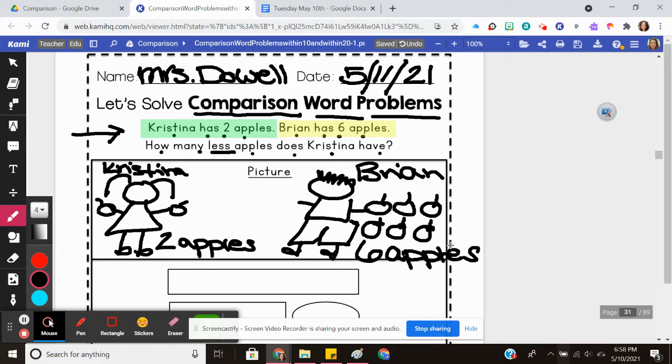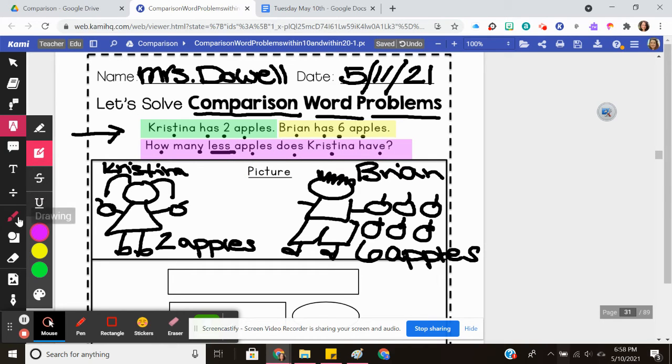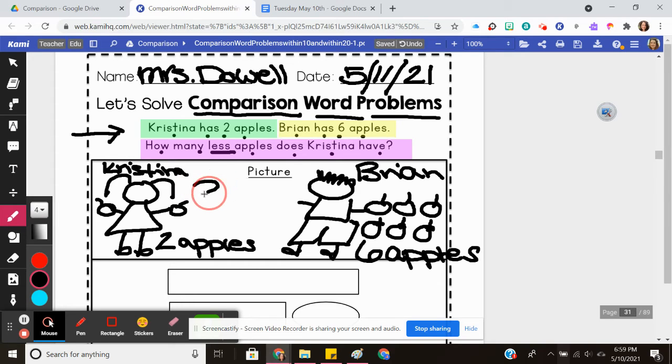Notice that my drawing doesn't have to be perfect. It's okay as long as I just have a drawing. So now I've represented the first sentence. Christina has 2 apples right here. And then Brian has 6 apples right here. Now I need to represent what's happening in the question. So how many less apples does Christina have? So I want to know how many less apples Christina has than Brian. So that tells me I'm comparing because I'm comparing the amount that Christina has compared to the amount that Brian has.